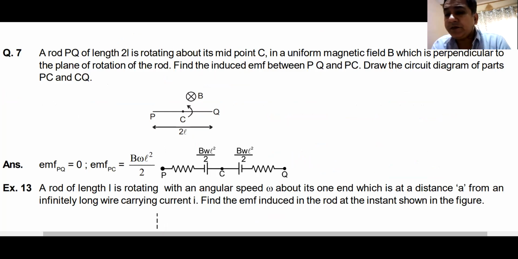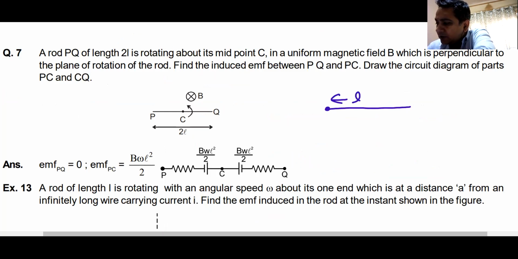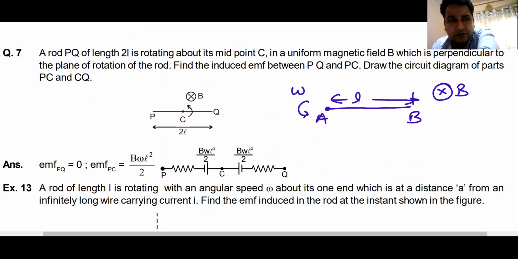Okay. Then we have EMF induced due to rotation. If you remember, I had this rod of length L placed in a magnetic field B. A was this end, B was this end, and I was rotating it with an angular velocity omega. What was the EMF induced between the 2 points? The answer was half B omega L squared. Do we remember this? Half B omega L squared.